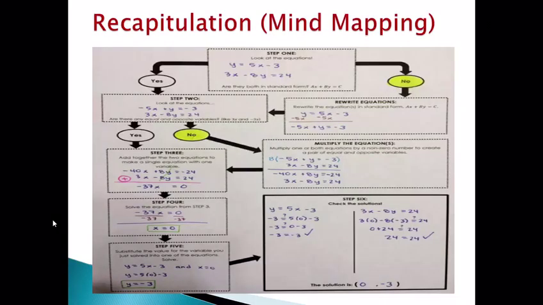Now here is the flow chart, or we can say mind mapping, to recapitulate the topic that we have done today. We are given two equations. You can see y equal to 5x minus 3, and the second one is 3x minus 8y equal to 24. First of all, I am going to ask whether they are in the standard form, yes or no. If yes, then we will proceed further. If no, then we will write the given equations in the standard form, and after that we will proceed with the same method as we have done in the previous 3 questions.